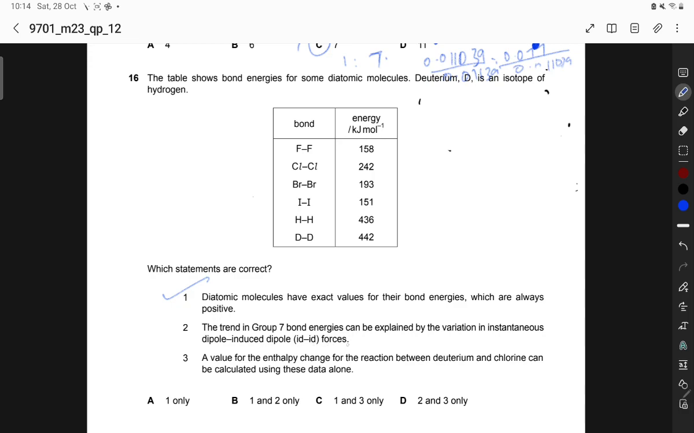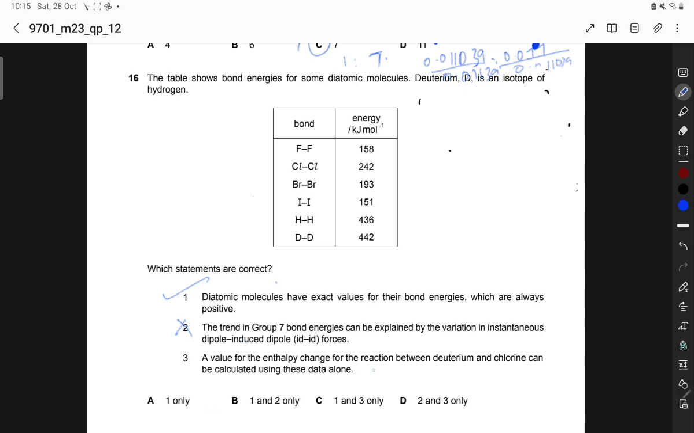The trend in group 7 bond energies can be explained by the variation in instantaneous dipole induced dipole. So this is incorrect. Deuterium is an isotope of hydrogen, so it is incorrect because this has no effect on this statement. The table shows bond energy. Deuterium is an isotope of hydrogen. Which statements are correct?